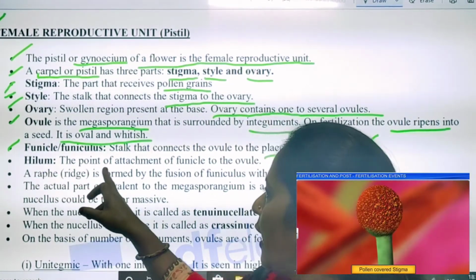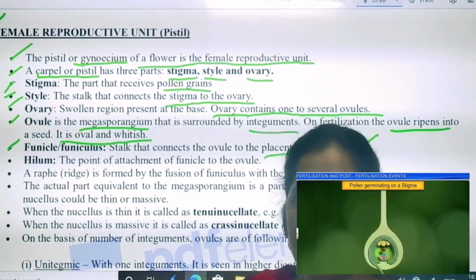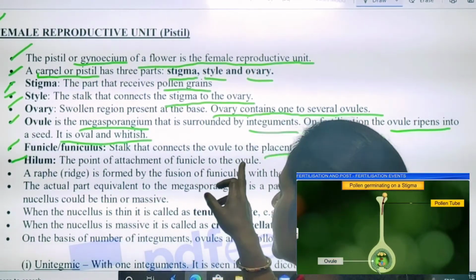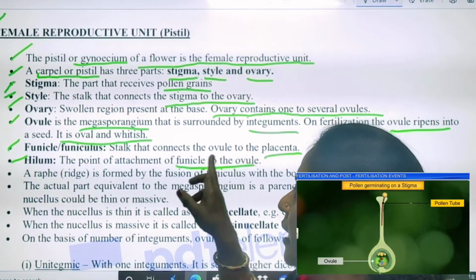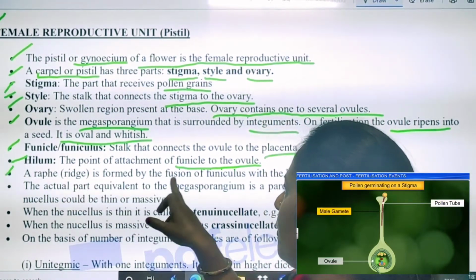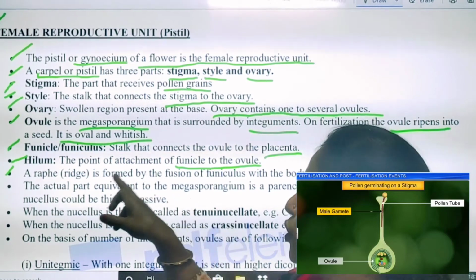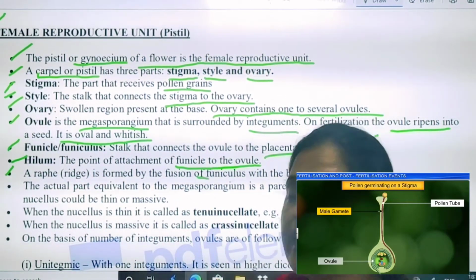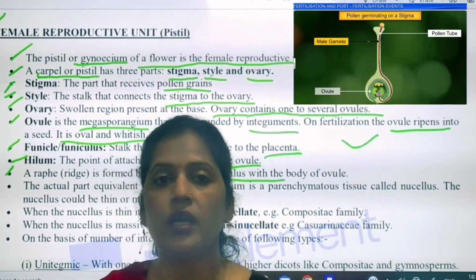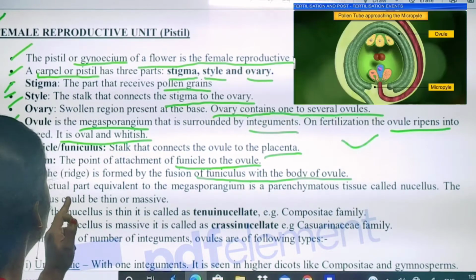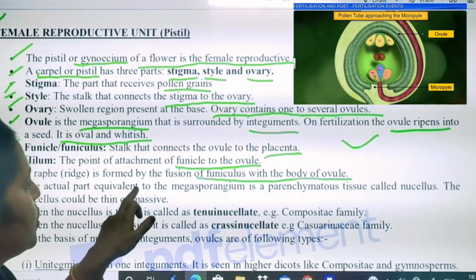Hilum, the point of attachment of funicle. ऐसा point जहां पर किस चीज की attachment होती है? Funicle की attachment होती है किसके साथ? Ovule के साथ. Next is the raphe, a ridge that is formed by the fusion of funiculus. जो ridge है और the raphe that is formed by the fusion of funiculus that is present within the body of the ovule. Next is the actual part equivalent to the megasporangium.